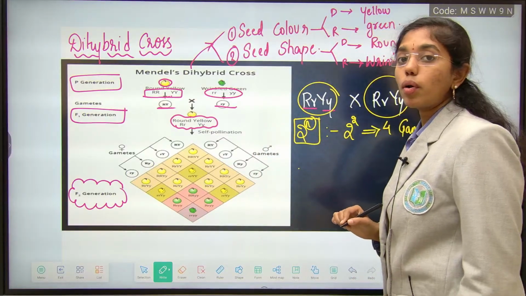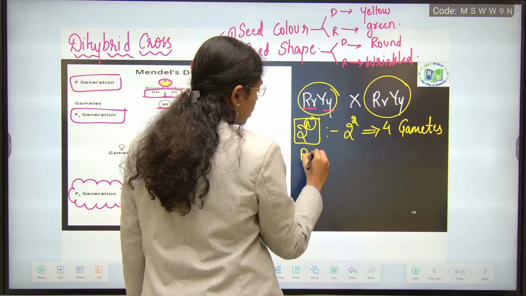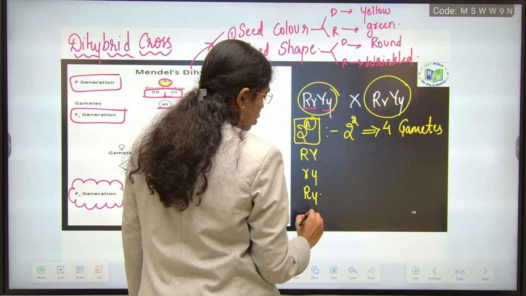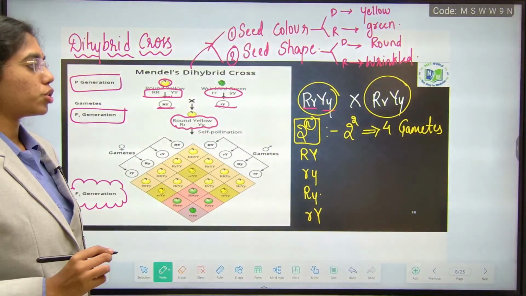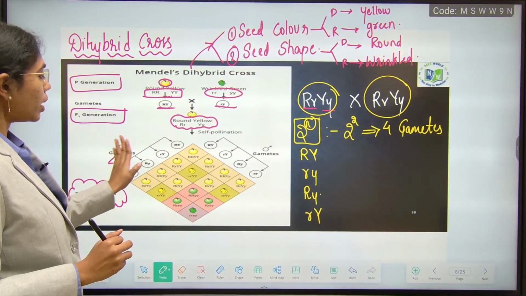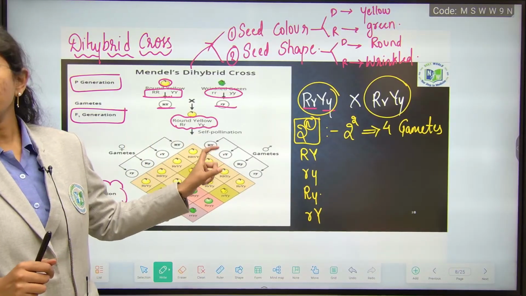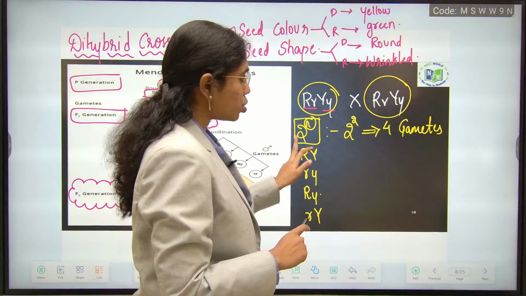What are those 4 gametes combination? Look at here: capital R, capital Y; small r, small y; capital R, small y; small r, capital Y. These are 4 different combinations of gametes. So here you have got the number of gametes, and gamete square will give you the number of zygotes formed. Here 4 gametes each you have got, right?